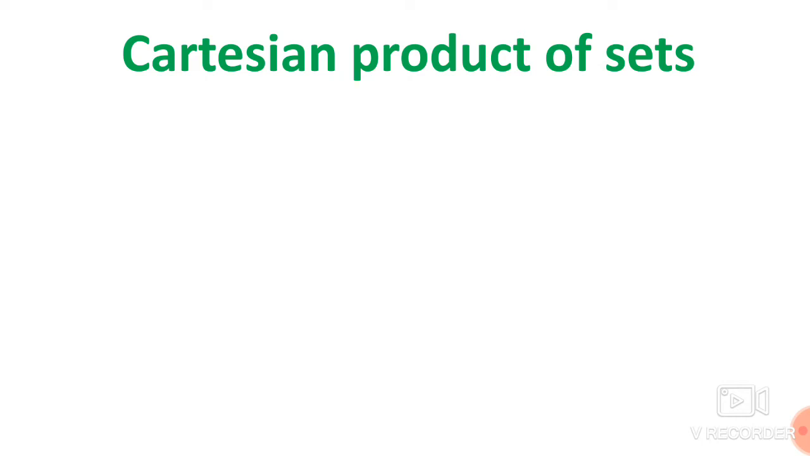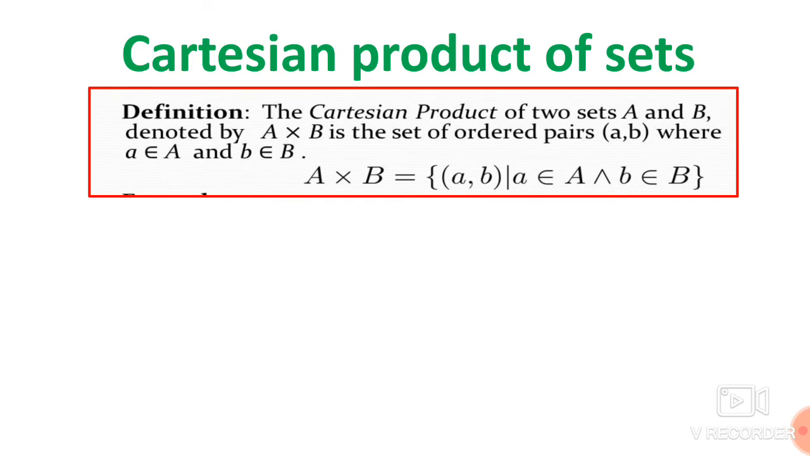Today we are going to learn how to find the Cartesian product of two sets. According to the definition, the Cartesian product of two sets A and B, denoted by A cross B, is the set of ordered pairs. Ordered pairs can be written in this form, okay? Where a small a belongs to our first set, which was taken as set A, and a small b, the second element of the ordered pair, belongs to set B, the second set which we have taken.